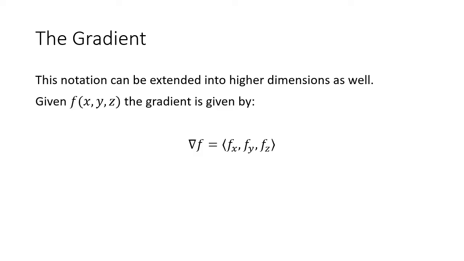The nice part is the gradient concept can be extended to higher dimensions as well. So if I have a function with three variables, x, y, and z, well then the gradient is just going to be the partial with respect to x, the partial with respect to y, and then the partial with respect to z. And it turns out we can actually apply the concept of the gradient to however many variables we want. And in fact, applying the gradient to functions of dozens, if not hundreds of variables is actually a very important part of machine learning.